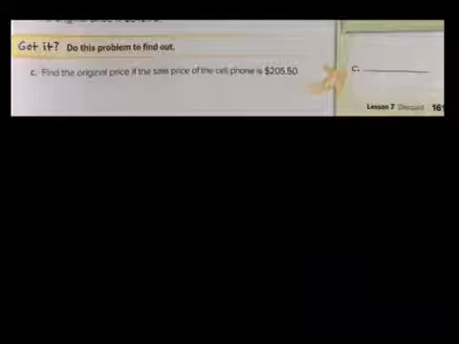Okay, now we're on page 161. Find the original price. Now we're not looking for the sale price. The original price, we're working backwards. If the sale price of the cell phone is $205.50. So we're going to work backwards.